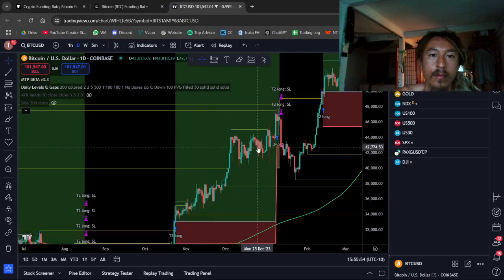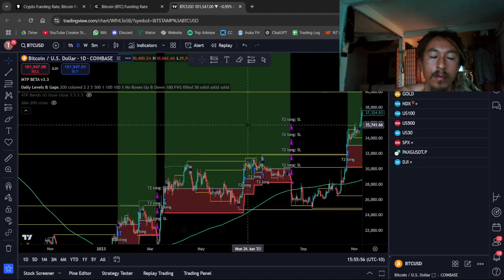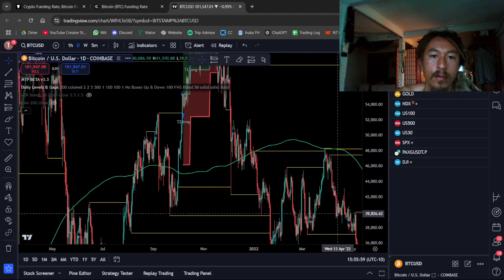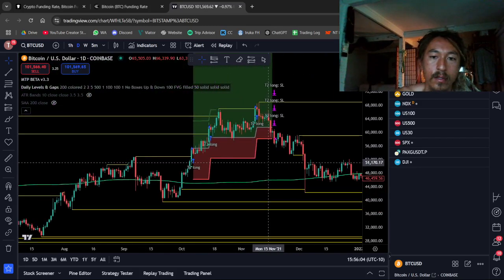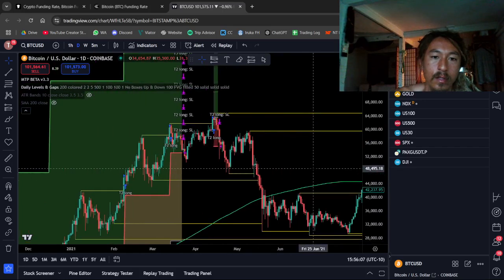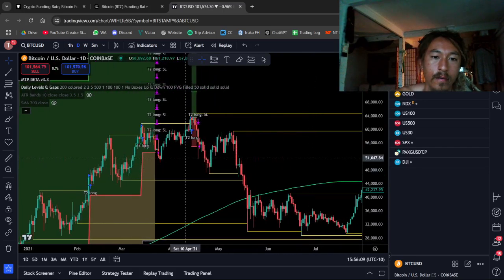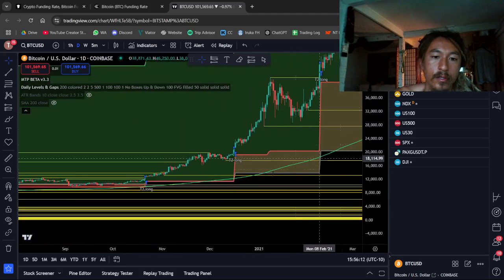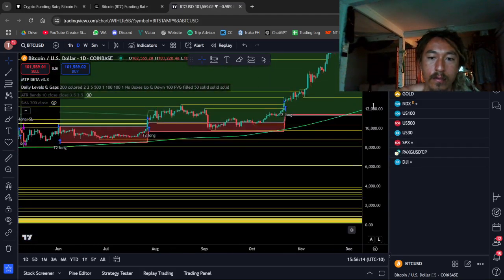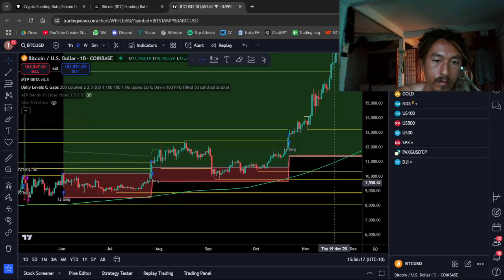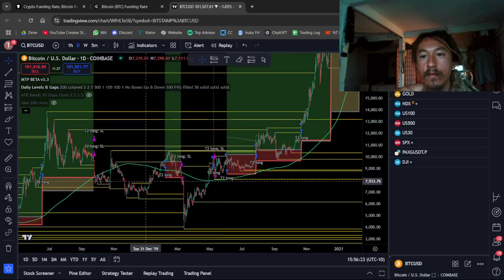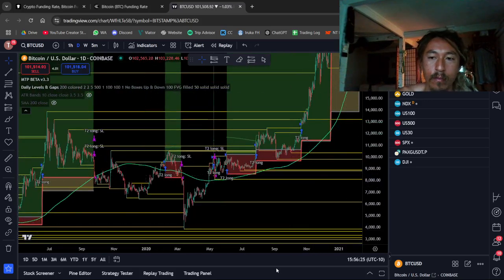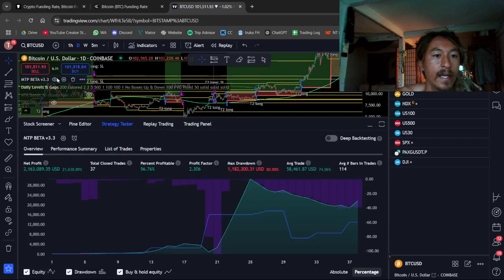Okay, let's look at another one. It looked like there was an additional long somewhere. I don't know. We don't need to find it, but hey, we just improved our backtest for Bitcoin, gold, and Nasdaq. Let's go.